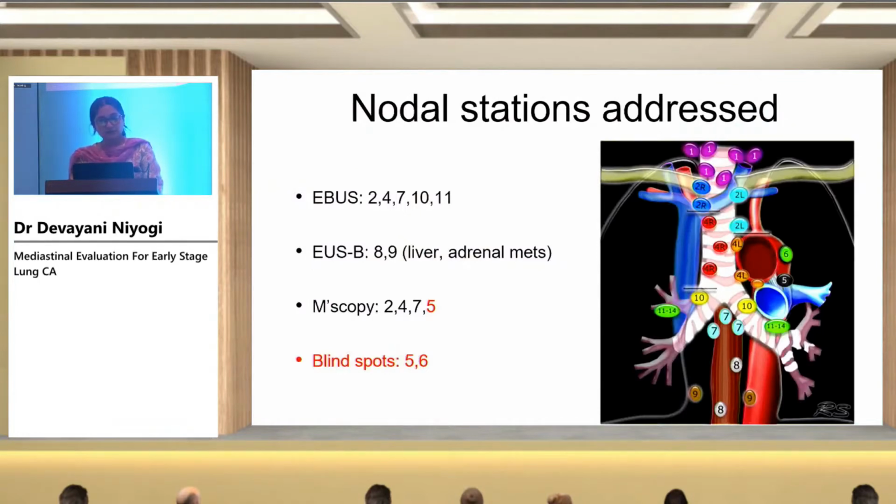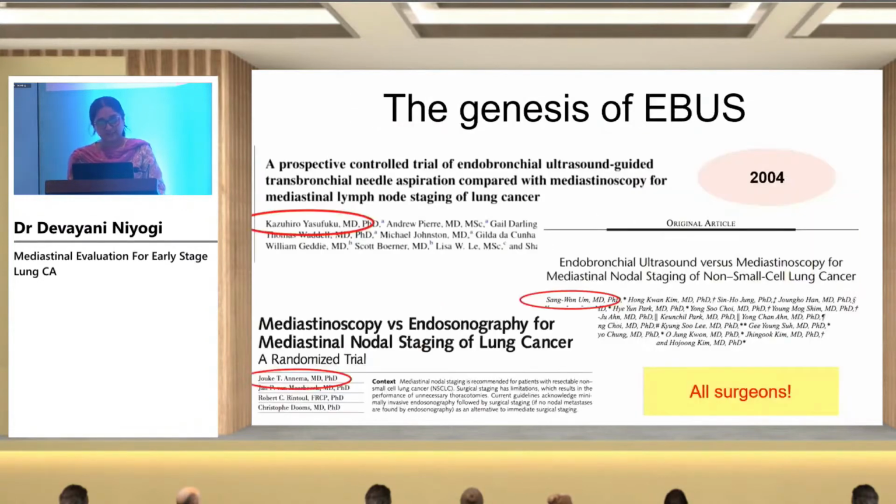So these are the IASLC nodal stations. EBUS and mediastinoscopy can pretty much well assess your levels 2 and 4 on both sides, as well as the subcarinal nodal station 7. EBUS, in addition, can also evaluate stations 10 and 11, that is the hilar and the interlobar nodes. The mediastinoscopy, if you push it a little in front of the left main bronchus, can also get you to level 5. But having said all this, for both EBUS and mediastinoscopy, the blind spots still remain stations 5 and 6. When we put the EBUS scope through the esophagus, we can also access stations 8 and 9. So our true blind spots in the mediastinum remain station 5 and station 6.